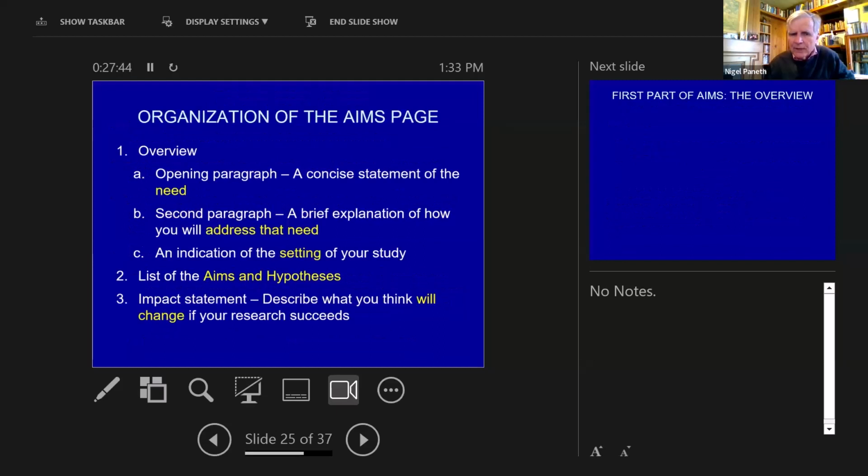So generally, the way we organize an aims page is there's an overview that begins before you list your aims and hypotheses, a little bit of an overview. It can be a paragraph or two or three, which begins with the need. What is the need you're addressing? There's a problem out there. What is it? What are you addressing? Secondly, in what way will you be addressing that need?